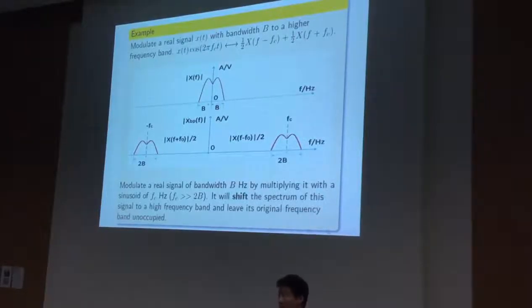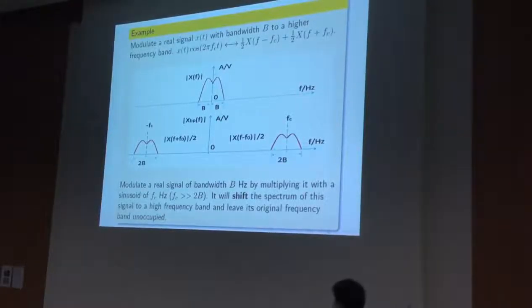So the perfect case is like this. If there are multiple users in the baseband, I will shift the first user to here, the second user to an even higher frequency band, the third user even higher. So this is called spectrum planning. We are planning the spectrum in such a way that there's no overlap between different user bands, such that everybody can communicate with high accuracy. Okay?